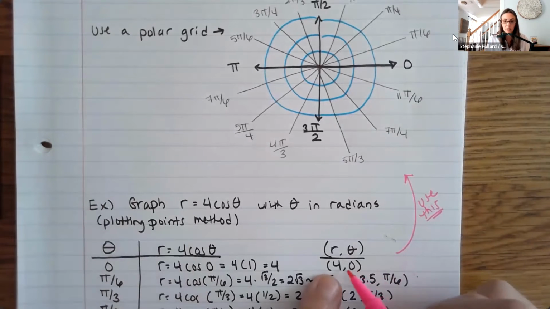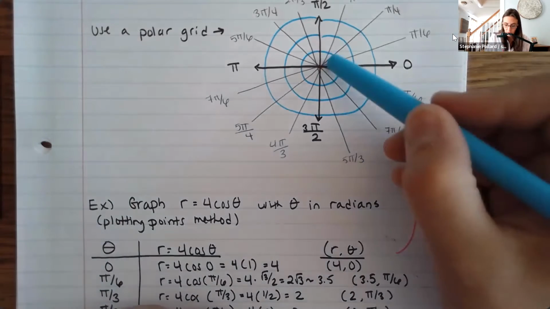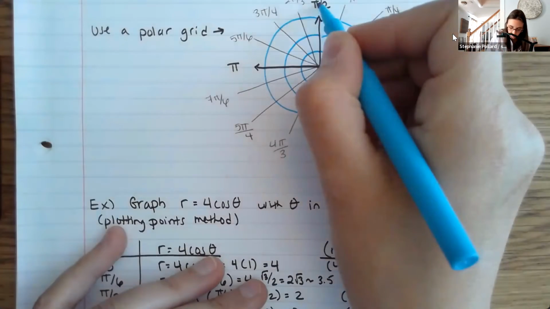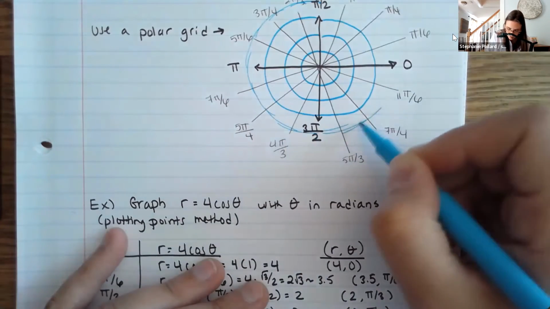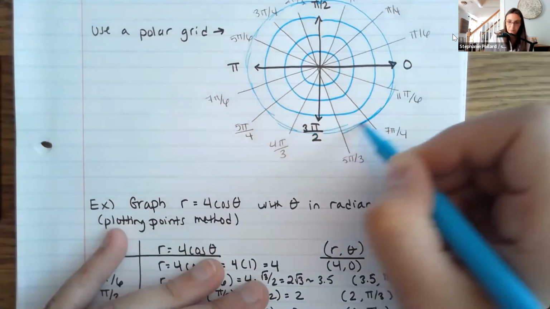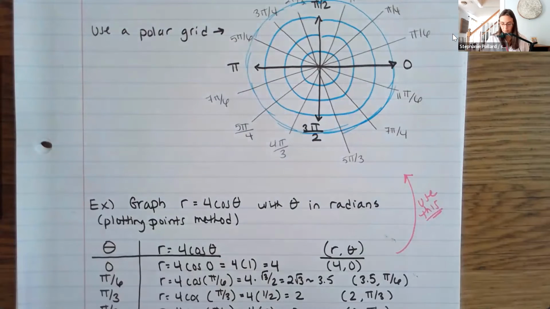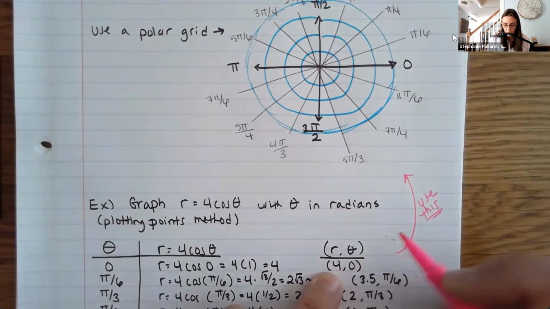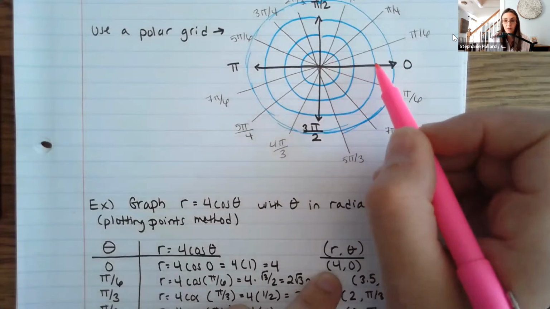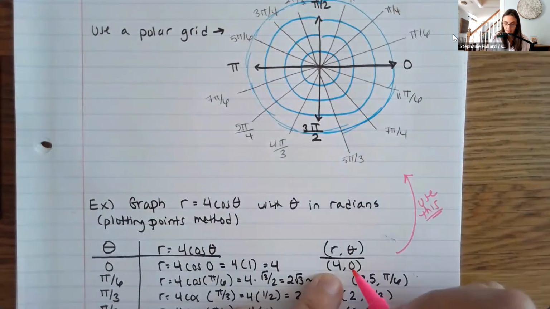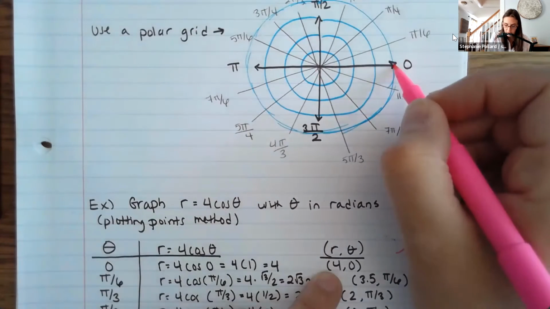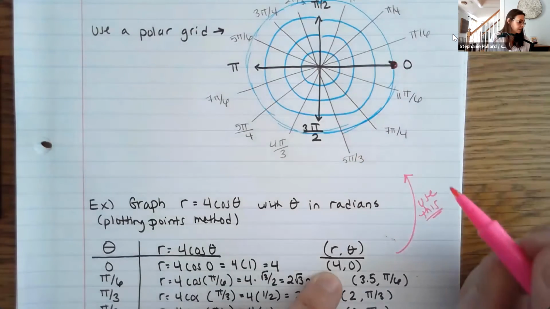So my first one is 4, 0. And I'm going to do this in pink. So let's see, I went out 1, 2, 3. I do need to go out one more circle here. The reason I went out one more circle is because my r is 4. So I want to be going out 1, 2, 3, 4 units there along those circles. And my angle was 0. So my 0 angle is here, and this is my point 4, 0.